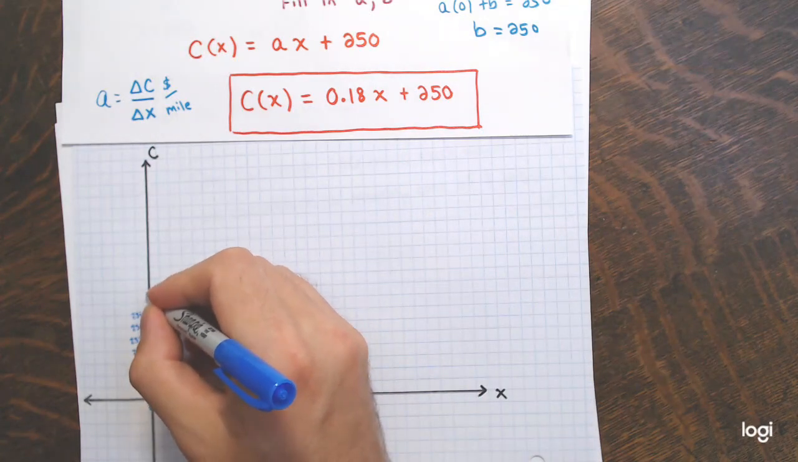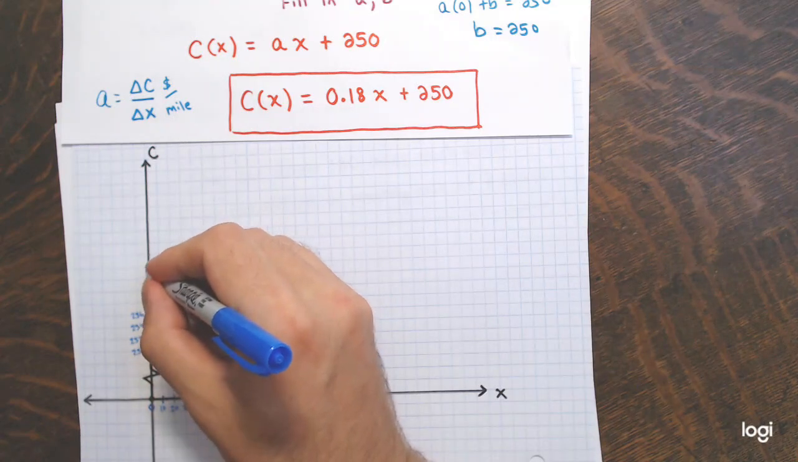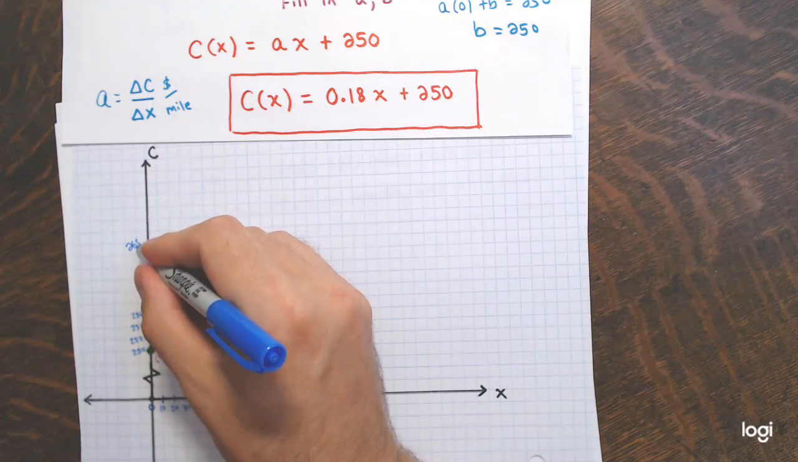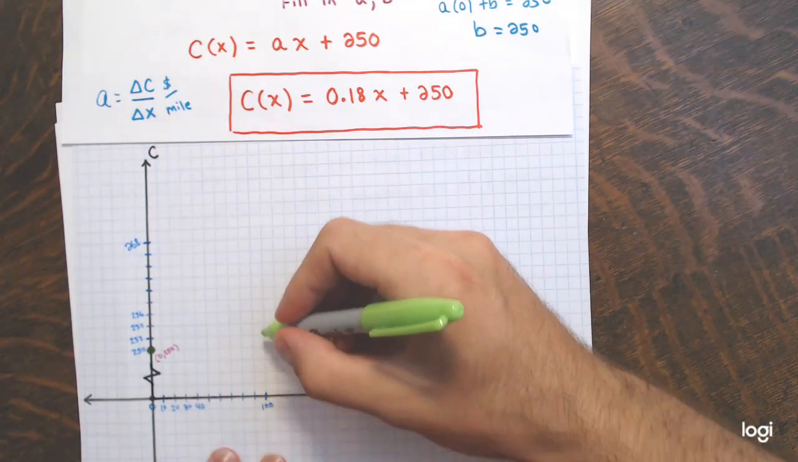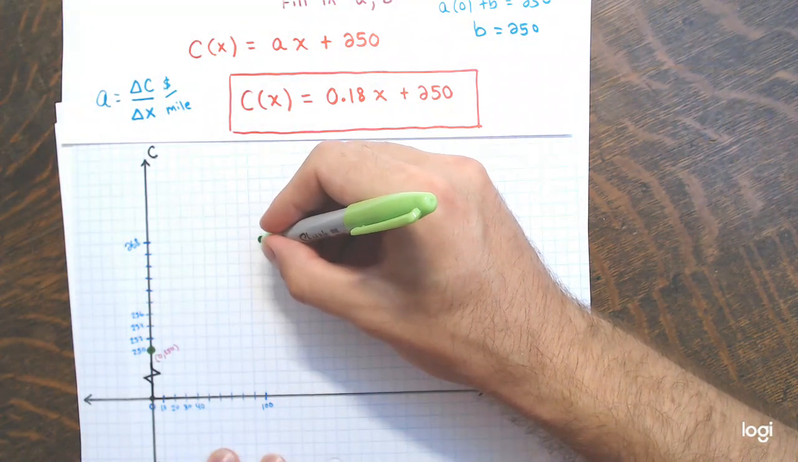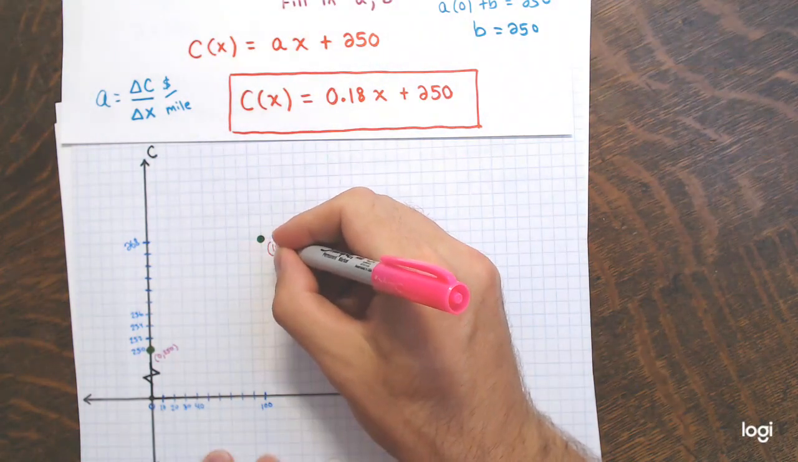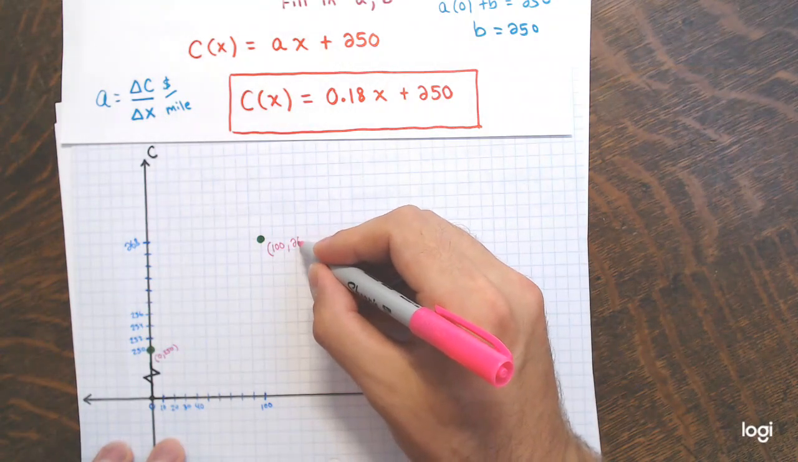So here's 258, 260, 262, 264, 266, $268 right here. So we're talking this location, nicely on the corner of a square on my graph paper. All right, I'll label that point. So if I drive 100 miles, it's going to cost $268 for that month.